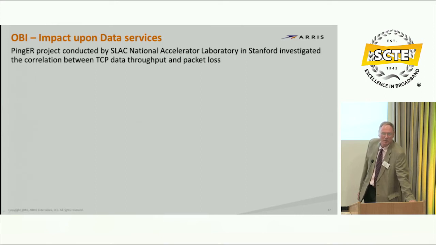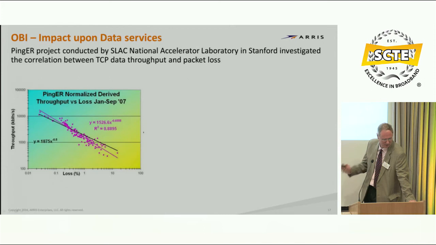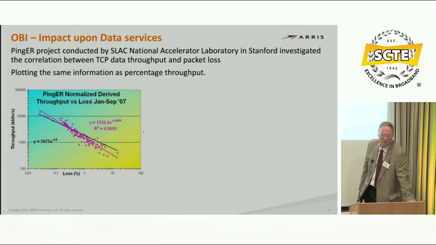I believe it was one of the largest surveys done on the impact of this, and it was a huge survey. They spent 6 months collecting the data, and this is what they produced. So this is the result of that survey. As you can see, as the packet loss increases, the data throughput drops. But it's not terribly easy to see what that actually means in real terms, because it's a logarithmic scale. So I got them to redo the plot.